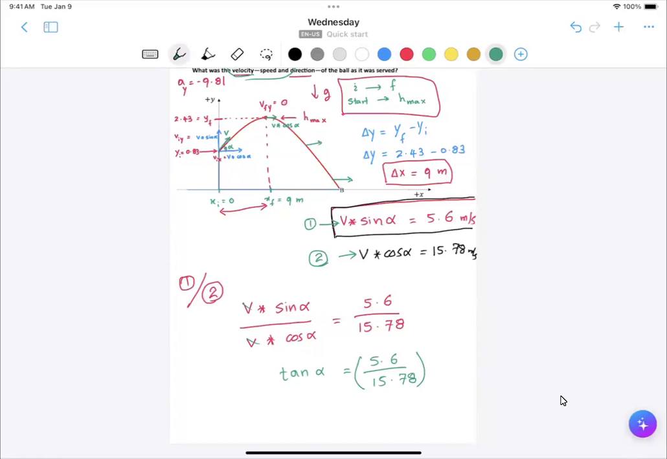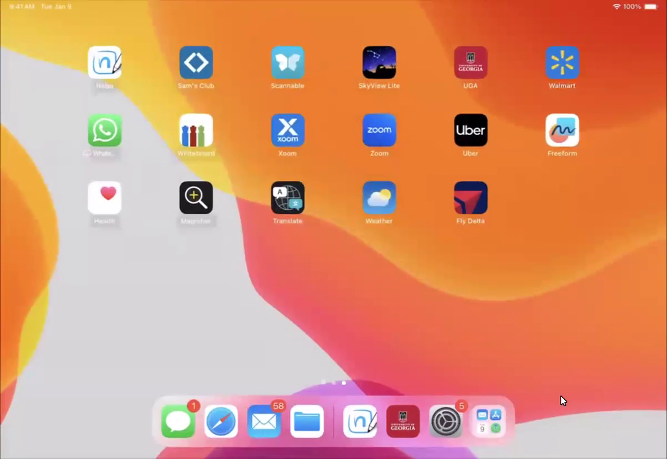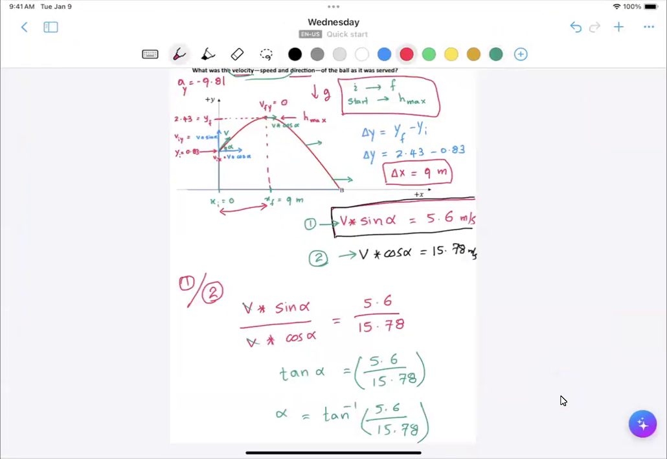You will get alpha equals tangent inverse of 5.6 divided by 15.78. When you crank the numbers on the calculator, you may get something closer to, oops, my bad, everyone, alpha equal to 19.6 degrees. That is the angle alpha.